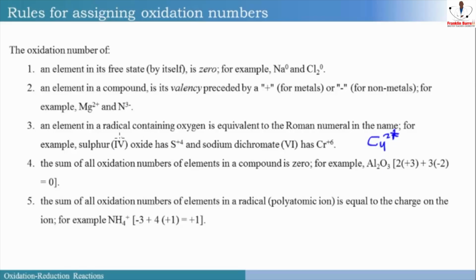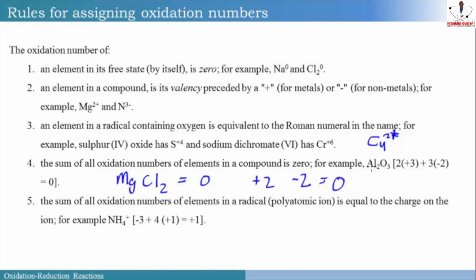So as long as you see these Roman numerals in brackets, it is the charge on the element that it is in front of. Rule 4: the sum of all oxidation numbers of elements in a compound is 0. What do we mean by that? If I write the compound magnesium chloride, then all the charges or oxidation states in this compound should equal 0. Remember that Mg comes with a +2 charge and Cl with a -1 charge, but I have 2 Cls, so I'll have 2-, and this is equal to 0.